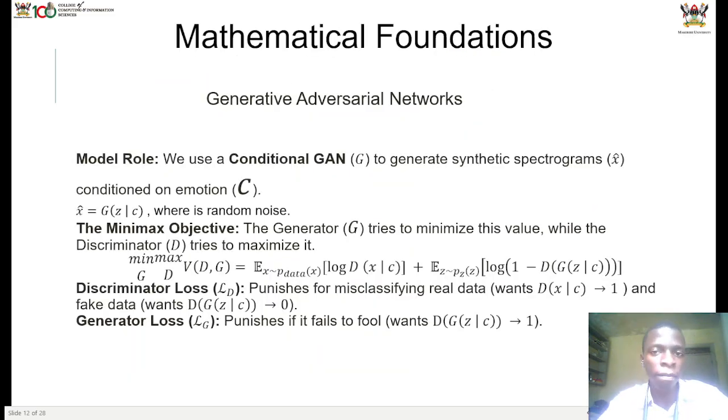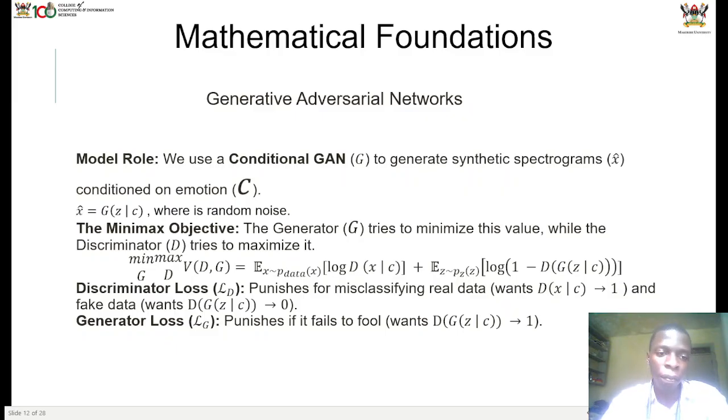So this is the mathematical foundation for the GAN I talked about earlier. It's a minimax game. The generator is trying to minimize, and the discriminator is trying to maximize. Whenever the discriminator makes a prediction of whether something is a real spectrogram or one that was generated by the GAN, it has to do that with a high degree of accuracy.